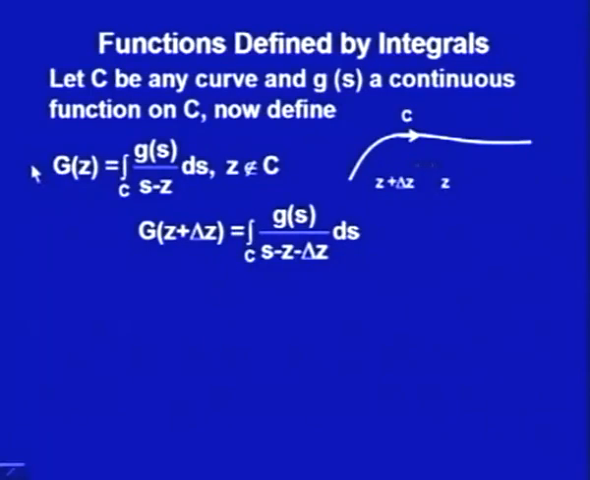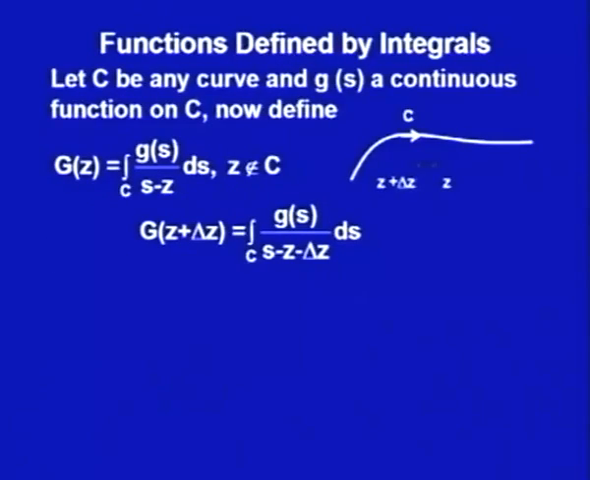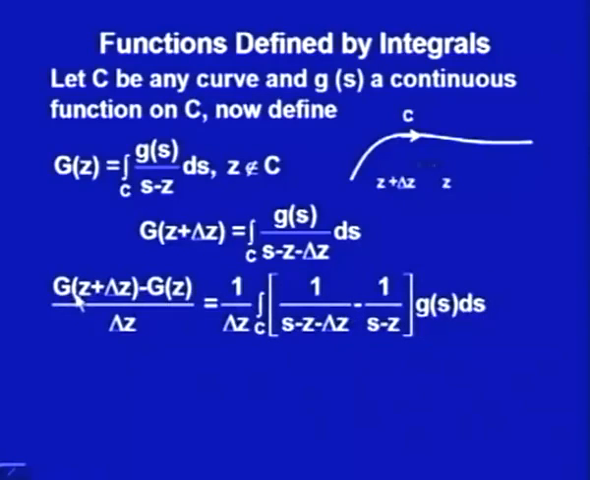Now, I will again go with the first definition of the derivatives, and I will show that G(z plus delta z) minus G(z), its difference divided by delta z, should go to some limit, and that limit must be the derivative of this function. So, that limit we will find again in the form of an integral. So, let us first take the difference of function G at z plus delta z minus that function G at z divided by delta z.